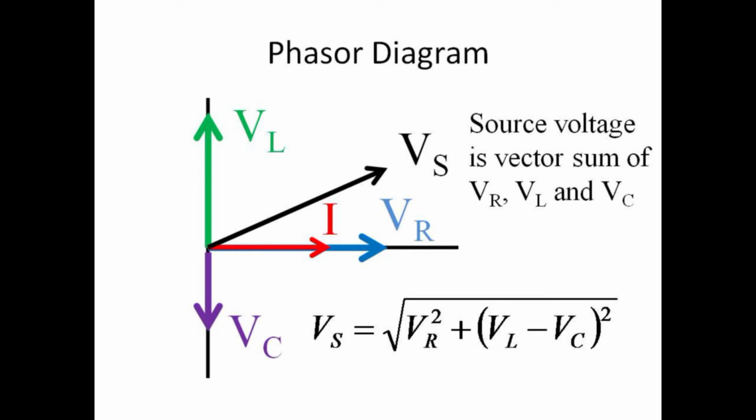According to Kirchhoff's loop rule, the voltage from the source is equal to the sum of the voltages across the resistor, inductor, and capacitor. We can't just add the maximum values for these voltages, however, since these are oscillating functions with different phases. The appropriate way to combine these phasor voltages is to add the vectors. The horizontal component of voltage is just VR, and the vertical component is VL minus VC.